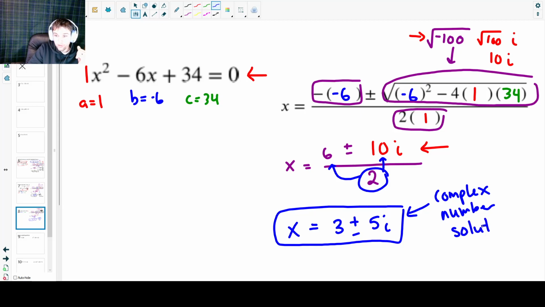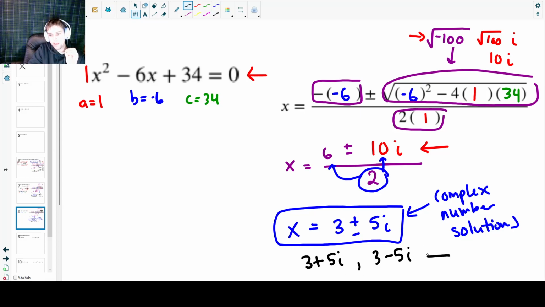Or again, rather solutions, because this does represent two different answers, right? 3 plus 5i and 3 minus 5i. And the quadratic formula is one of the only ways that we can find solutions like this that are complex numbers. All right, go ahead and stop there.